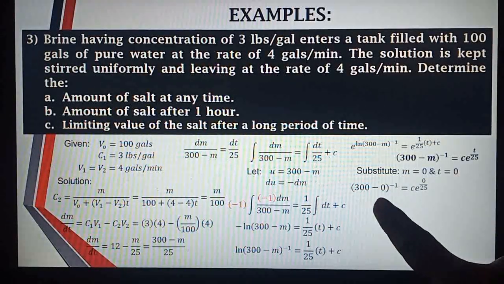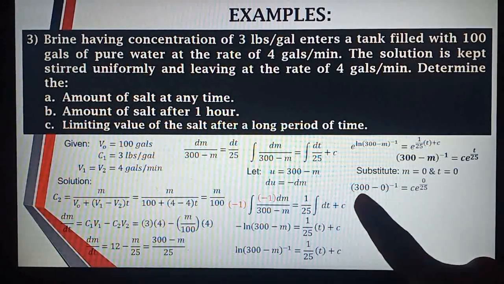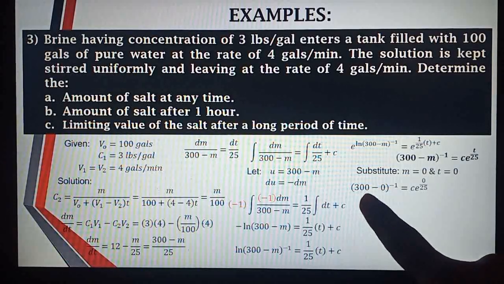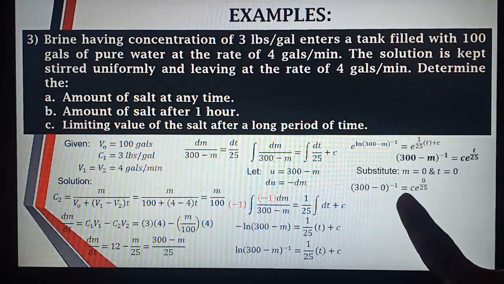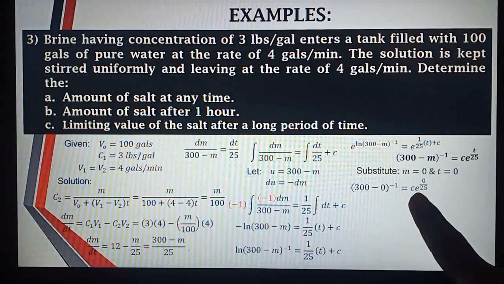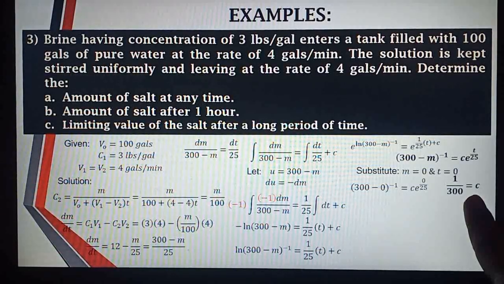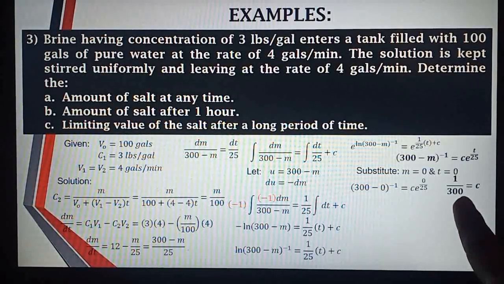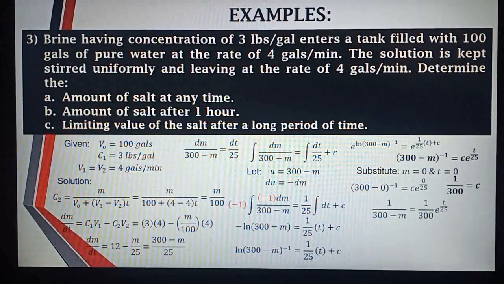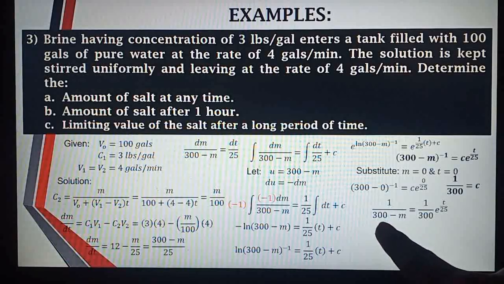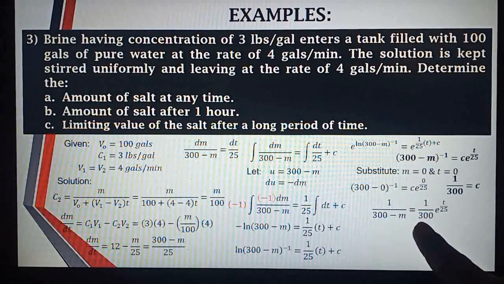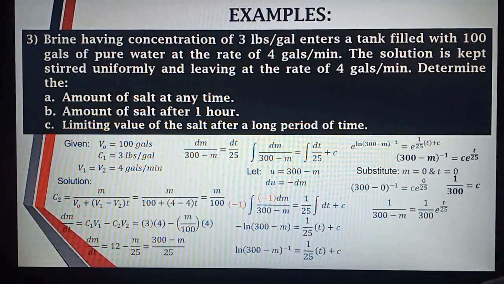So if we substitute the values of m and t, you will now have the quantity of 300 minus 0 raised to negative 1 equated to c e raised to 0 over 25. We all know that e raised to 0 is 1, so we will have the value of c as 1 over 300. So kapag sinubstitute na natin si c dun sa general solution natin, we will now have 1 over 300 minus m equated to 1 over 300 then e raised to t over 25.